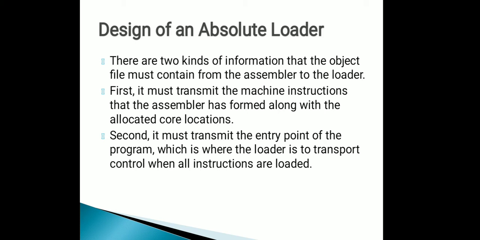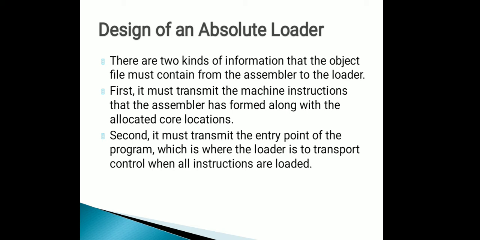Thus, it is only essential for the loader to read records of the object file and shift the text of the record into the absolute location declared by the assembler in main memory. Right? Understand? There are two kinds of information that the object file must contain from the assembler to the loader.